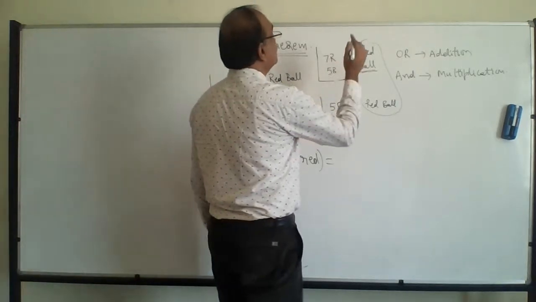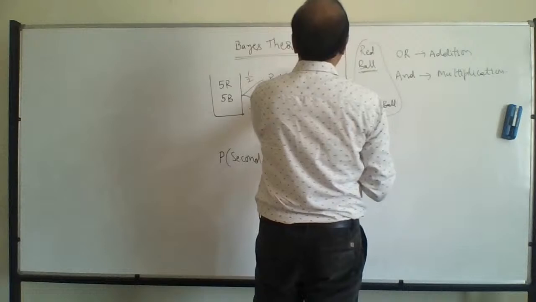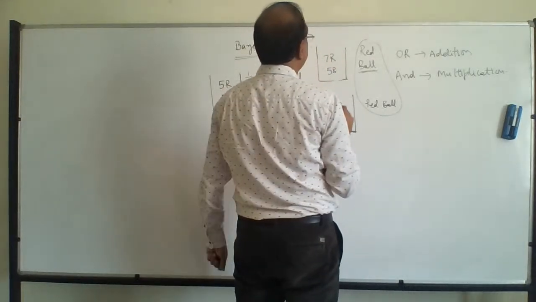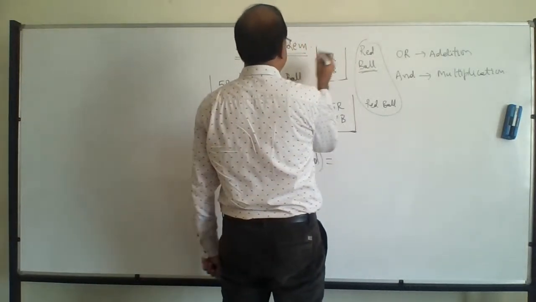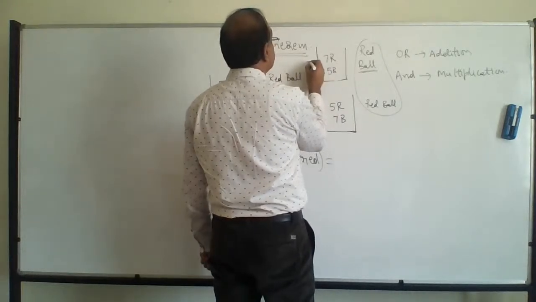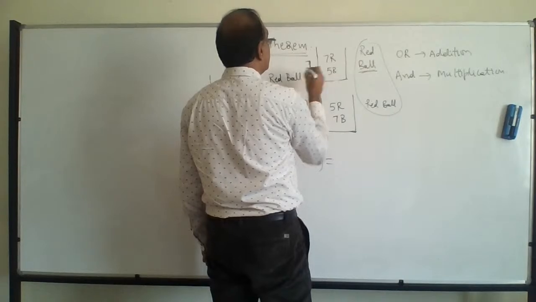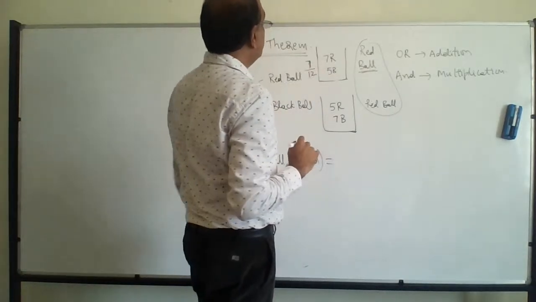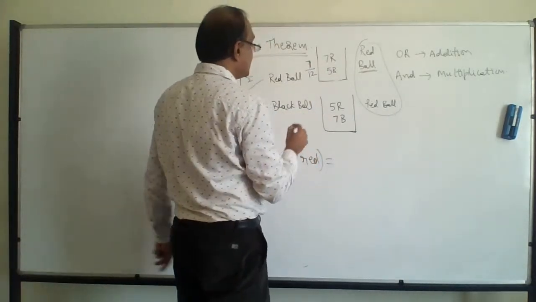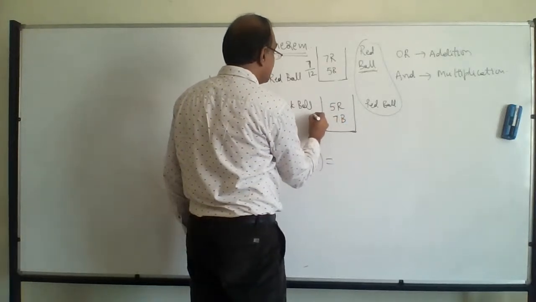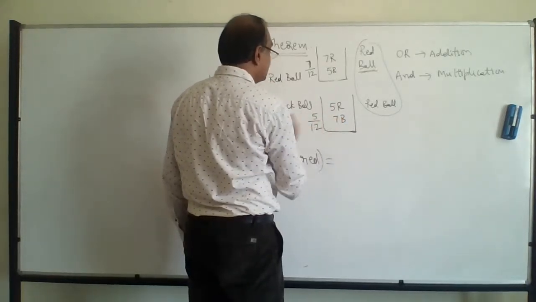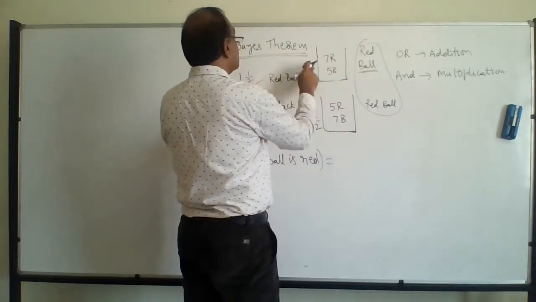Now, in this scenario, what is the probability of getting a red ball here? Total 12 balls are there, so 7 divided by 12, as 7 are favorable for red. Here also 12 are there in total, but how many are favorable for red? 5. 5 by 12. For this scenario, this and this should happen.